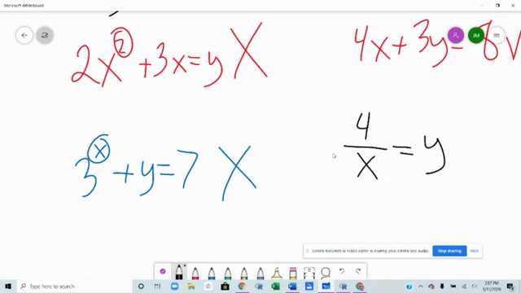This is actually kind of a tricky one. 4 divided by x equals y is not linear because x is in the denominator. That's not something we talked about, but you might see it on your IXL. If either one of your variables is in the denominator, it is not linear.